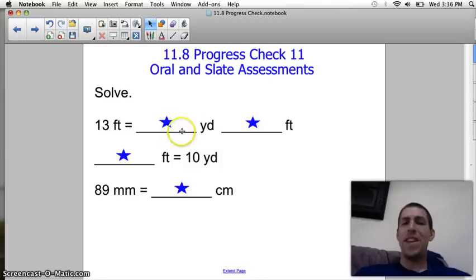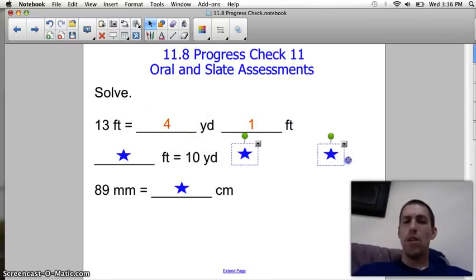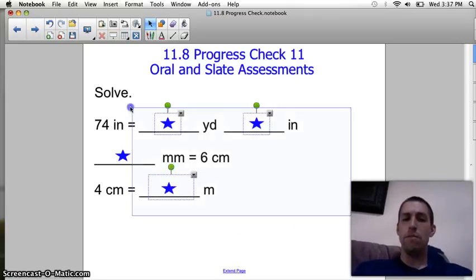Okay, what about these? Do you know 13 feet, how many yards and how many feet that is? I hope you got 4 yards and 1 foot. There are 3 feet in a yard, so 3 times 4 would give us 12, plus the 1 extra foot would give us 13. What about 10 yards? How many feet would that be? 30. What about 89 millimeters? How many centimeters is that? Well, how many millimeters in a centimeter? Good, there's 10. So 80 would give me 8, so it'd be 8.9. Moving forward, try these on your own.